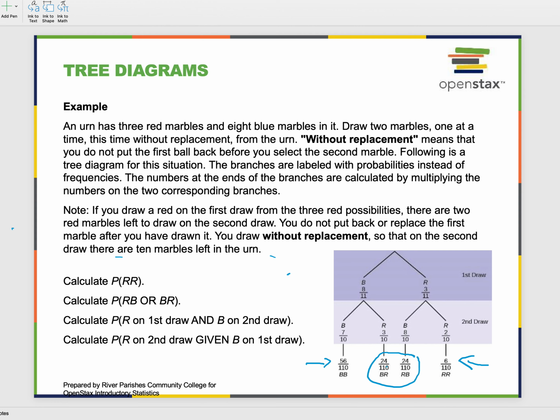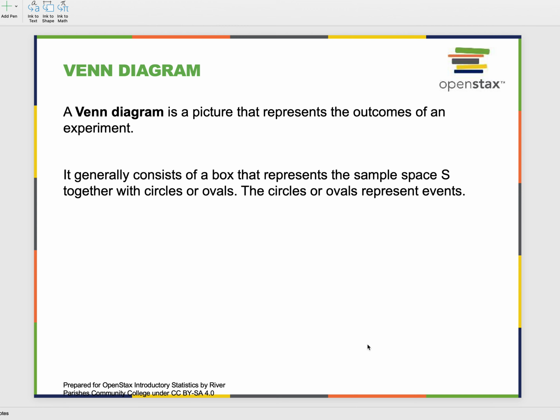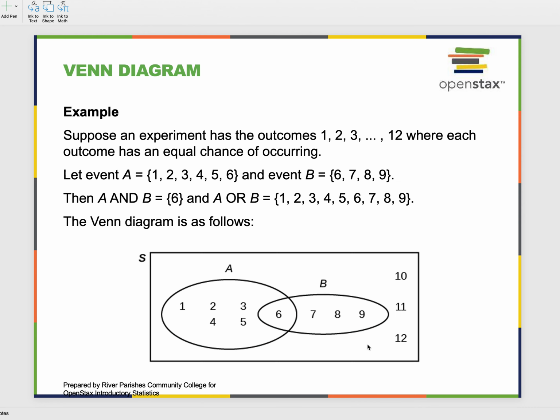Red, blue, or blue, red, I add these two together. So I get 48 out of 110. Red on the first draw and blue on the second is 24 out of 110. Red on the second draw given blue on the first would be 24 out of 110, or given blue on the first one. So yeah, the mixed one. That's how that works.